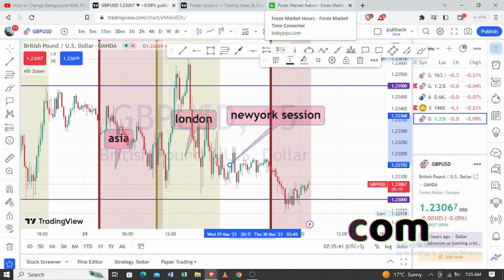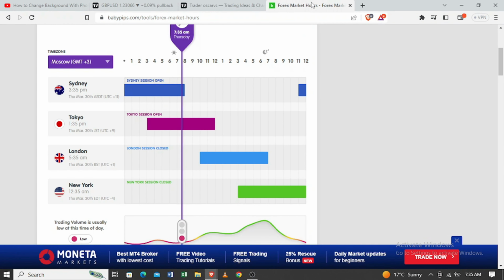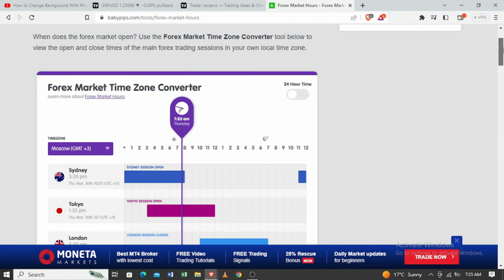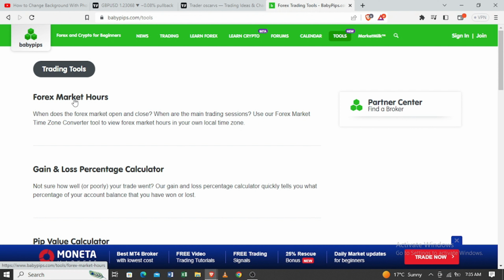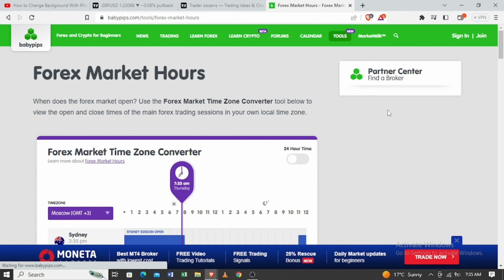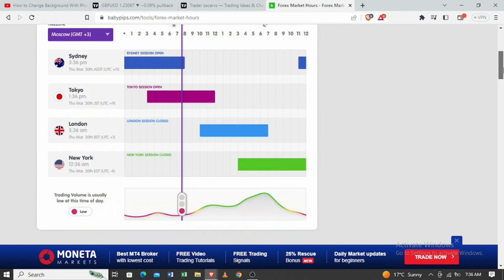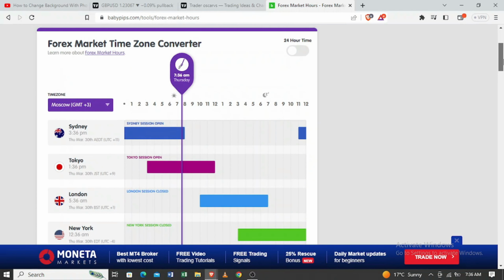www.babypips.com and then go to this area here, written tools. After going to that area, go to the Forex market hours, click on that, and it will display this interface here showing the different market time zones, and this time zone converter syncs directly with the time of the area that you are browsing from.